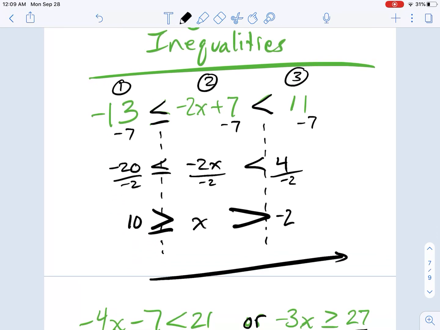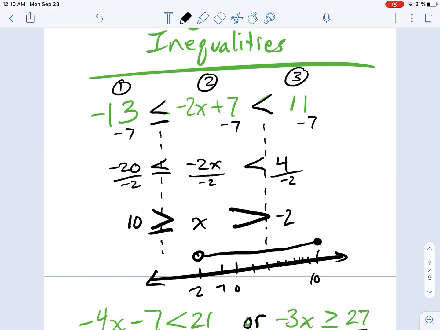So if we were to graph this, here's my negative 2, negative 1, 0, 1, 2, 3, 4, 5, 6, 7, 8, 9, 10. Let's pretend like it's to scale. And so x is greater than negative 2. So here we go, headed this way. X is less than or equal to 10. Great, this is my segment.